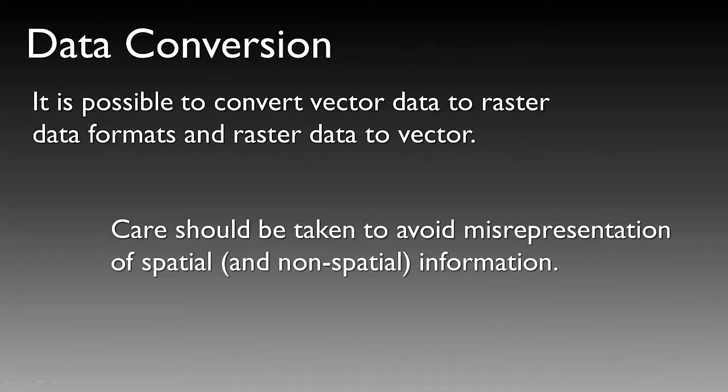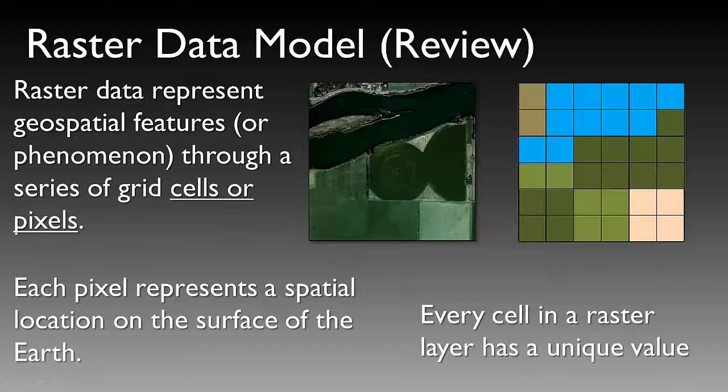Moving on and switching gears a bit, discussion about data conversion is important when using GIS. It is possible to convert vector data to raster data formats and raster data to vector data. One needs to note that care should be taken to avoid misrepresentation of spatial and non-spatial information when conducting these data conversions. A discussion of data conversion requires us to review raster data models.